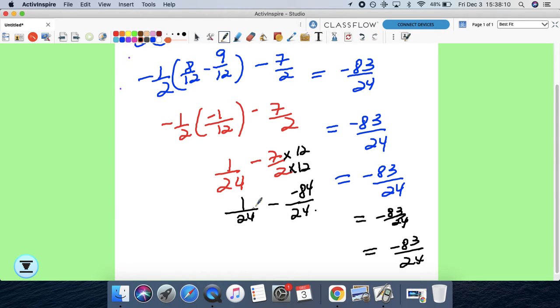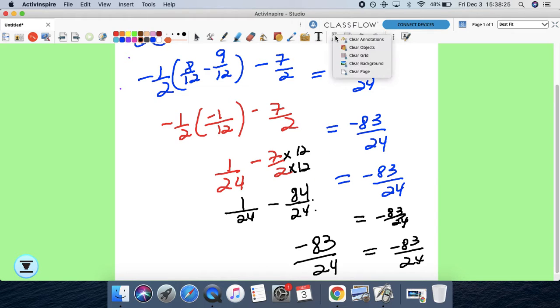So, sorry, I shouldn't have. It's already a minus. Sorry about that. It should have been like that. 24, we keep. We subtract the numerators. 1 minus 84 is just simply that. All right, 2 for 2.